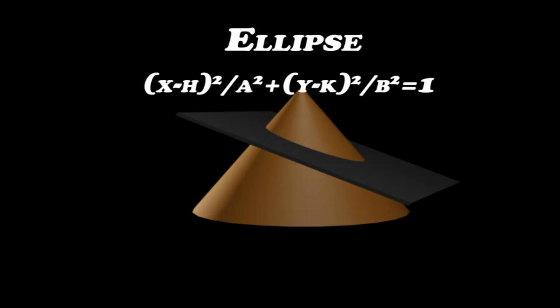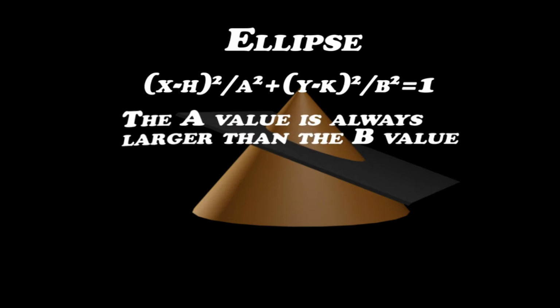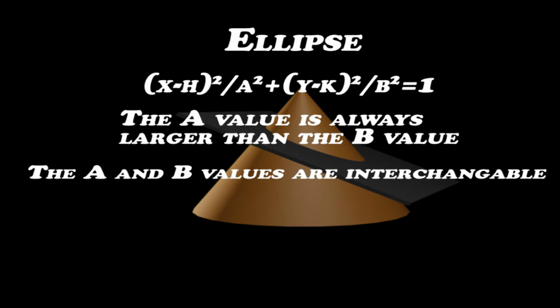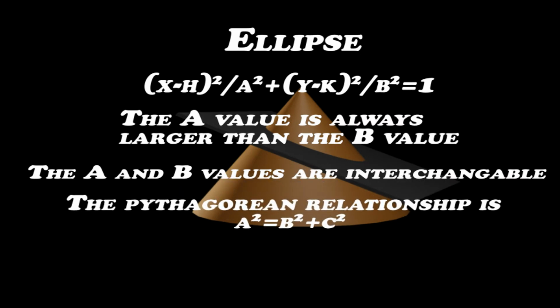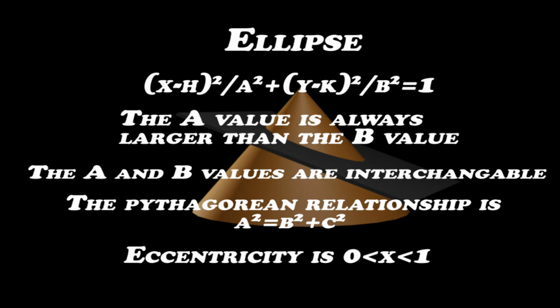The general equation for an ellipse is (x − h)²/a² + (y − k)²/b² = 1, where h and k represent the coordinates of the center. In an ellipse, the a value is always larger than the b value, and a and b are interchangeable. The Pythagorean relationship is a² = b² + c², and the eccentricity is between 0 and 1.